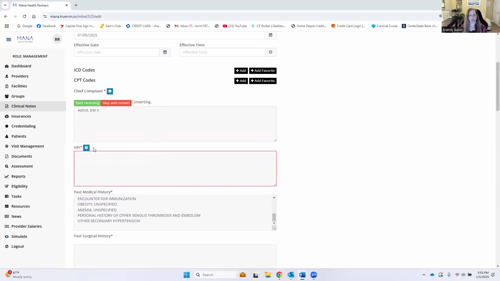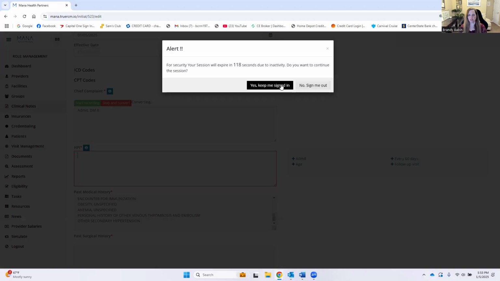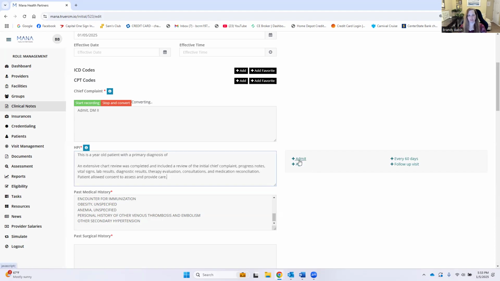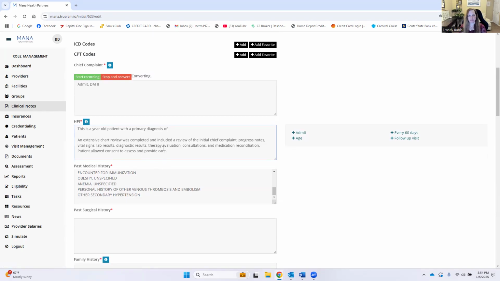Scrolling back up to the top of the note under HPI, you can see when you click into this box that there are 4 snippets that you can select from. There's an admit snippet, an age snippet, an every 60-day snippet, and a follow-up visit. So we'd always want to start with an age. This is a however many years old patient with a primary diagnosis of. If it's an admission, you'll want to click admission, saying that you've done an extensive chart review. You've included the initial chief complaint, the progress notes, vital signs, lab results, diagnostics, etc.